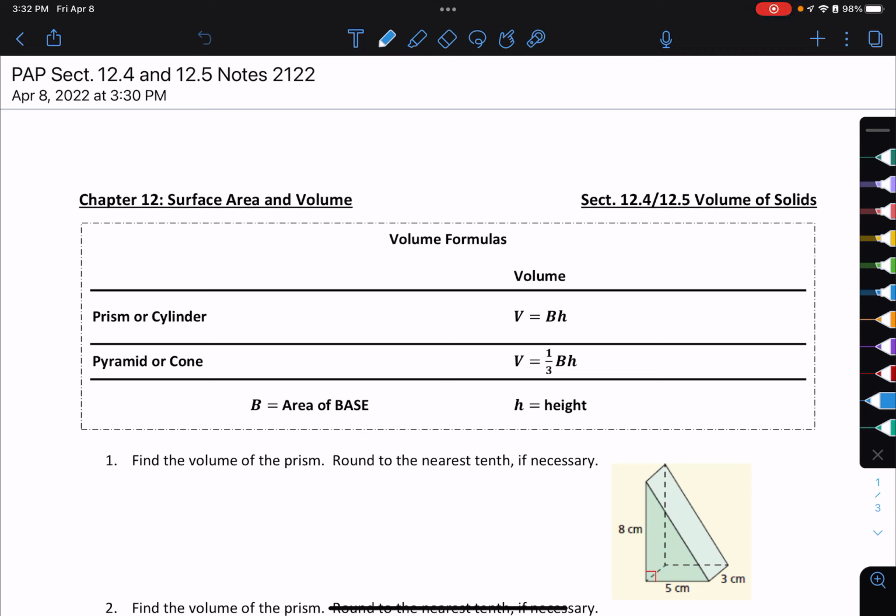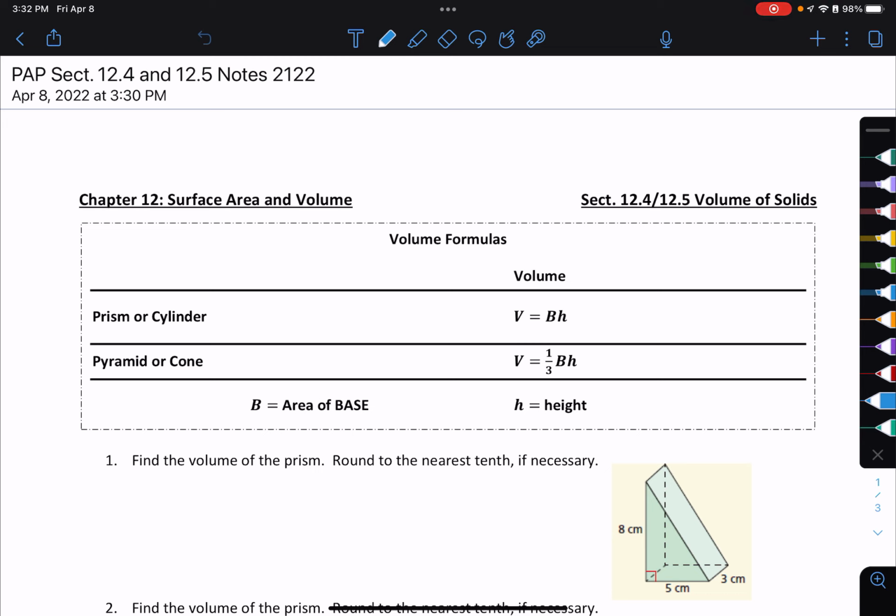Okay, so today we're working on both 12.4 and 12.5, and we're going to be finding volume of all of the solids that we've talked about so far. I know how we separated 12.2 and 12.3 into 2 different days, with cylinders and prisms on 12.2 only, and then pyramids and cones on 12.3. But today we're going to get to work with all of these things.